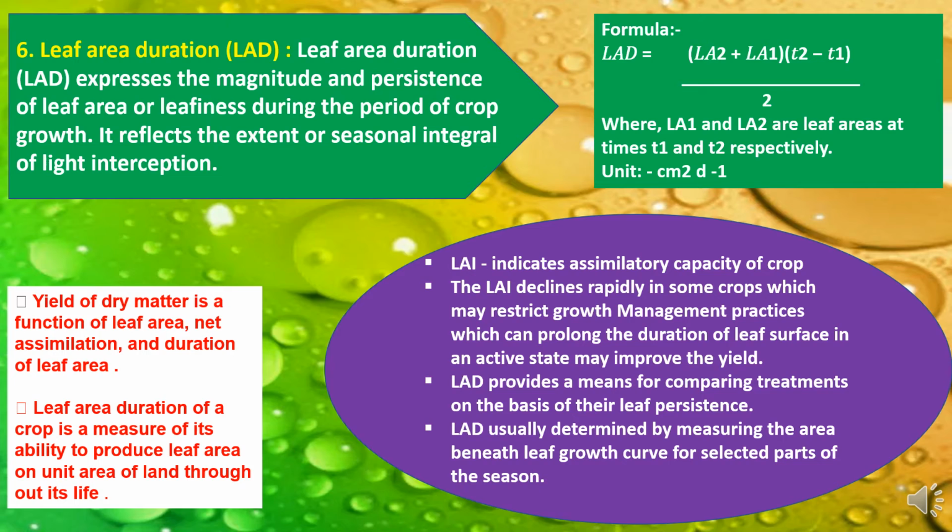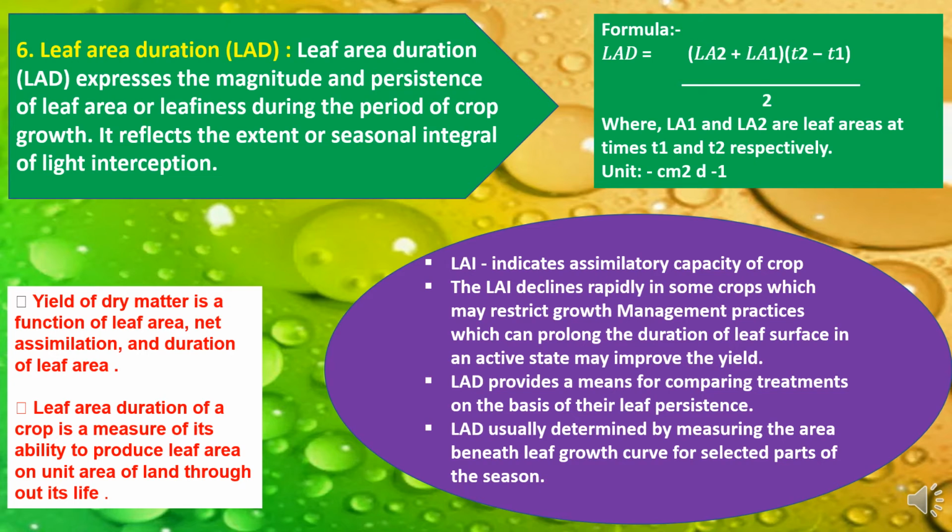Sixth parameter is leaf area duration, LAD. Leaf area duration expresses the magnitude and persistence of leaf area or leafiness during the period of crop growth. Leaf area duration reflects the extent or seasonal integral of light interception.